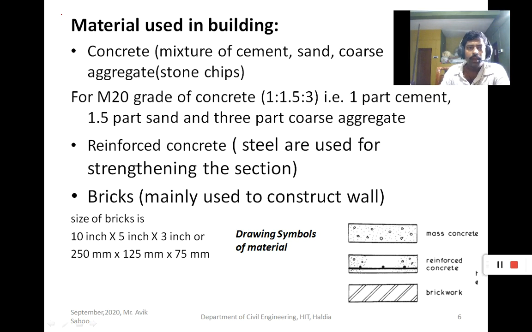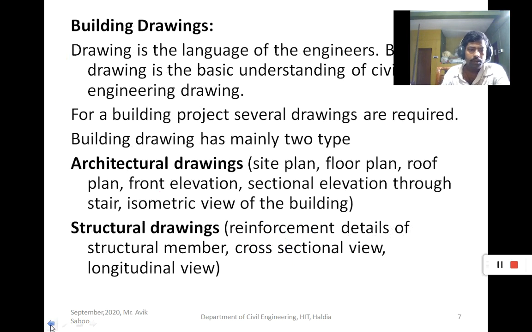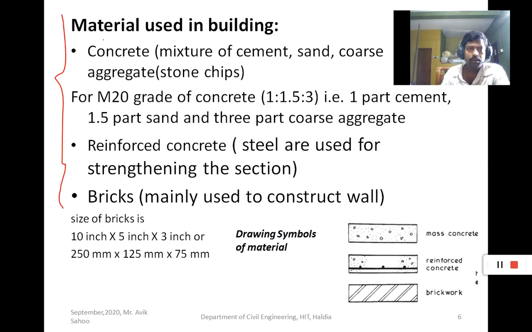Now in building, different materials are used. The common materials commonly used in building include concrete. Concrete is a mixture of cement, sand and coarse aggregate. Coarse aggregate is called stone chips. So concrete is mixed using the cement, sand and coarse aggregate.